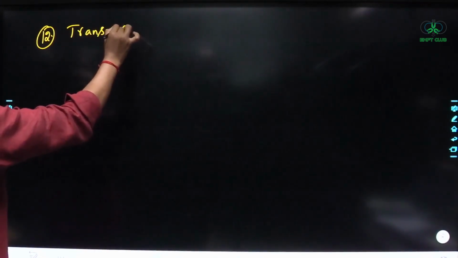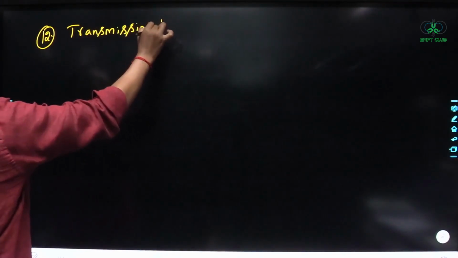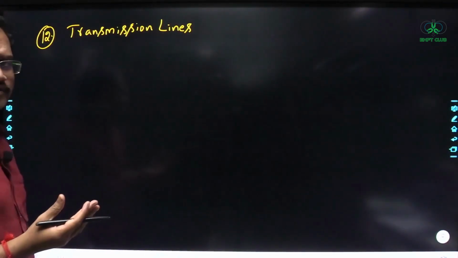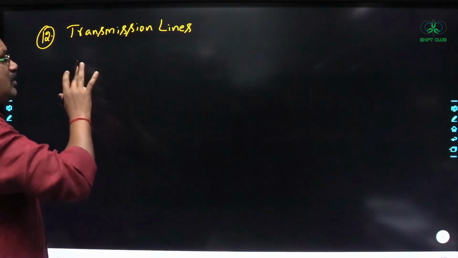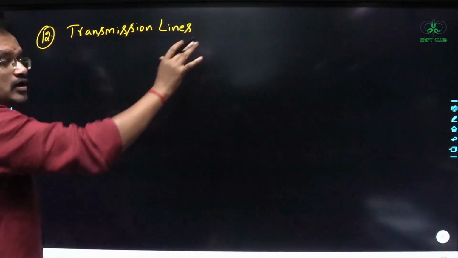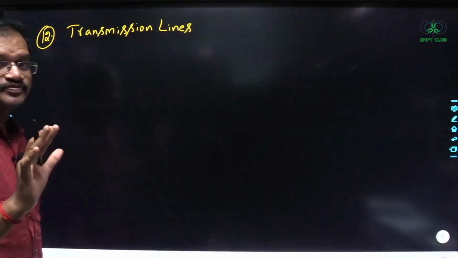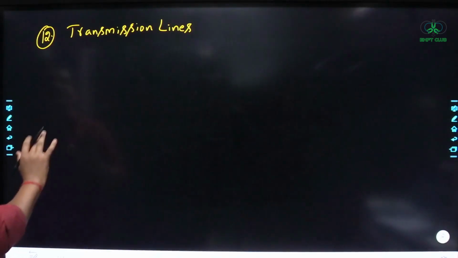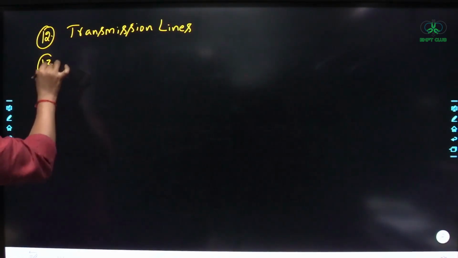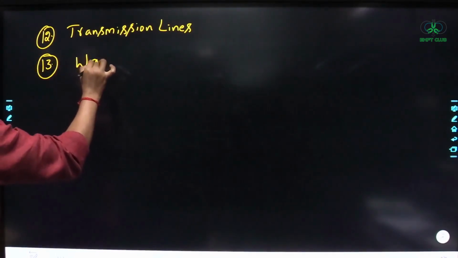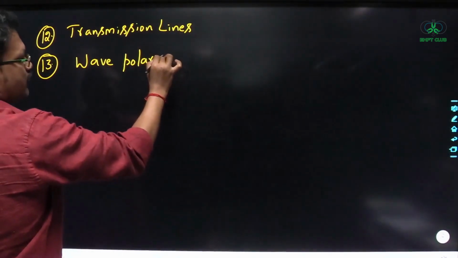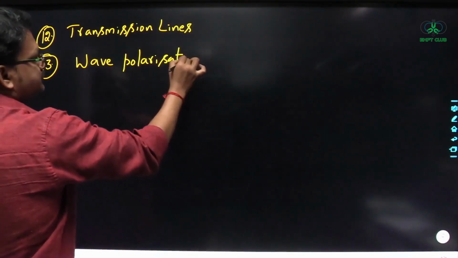Next we will start with transmission lines, right? In transmission lines itself, we are going to cover the S parameters. I am not representing the S parameters separately. In the transmission lines topic itself, we are going to cover that topic, that is S parameters, right? Once we complete the transmission lines topic, then the 13th topic is wave polarization. Then we are going to cover wave polarization, right?